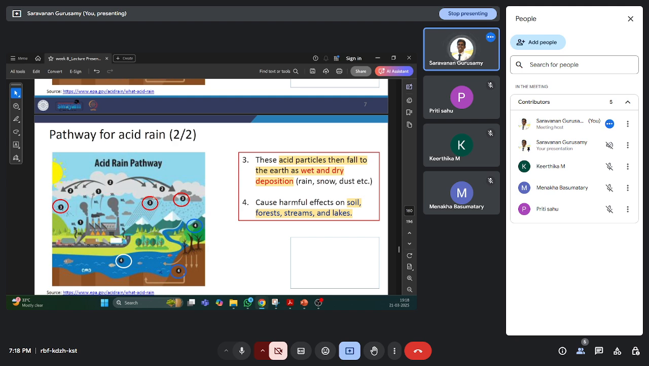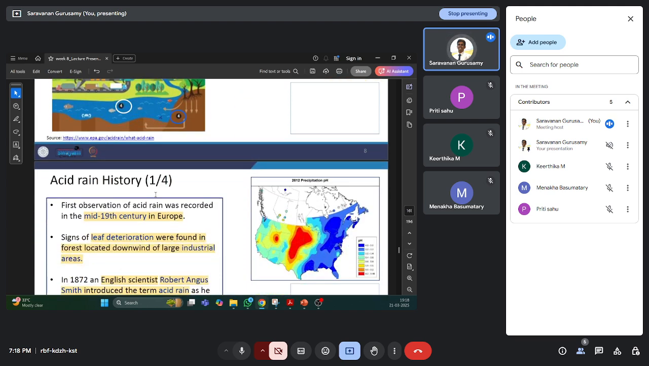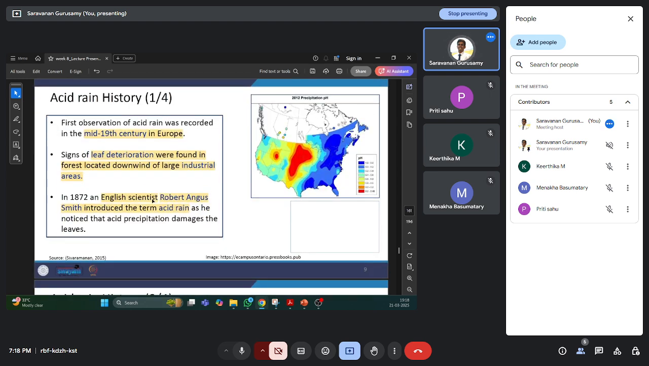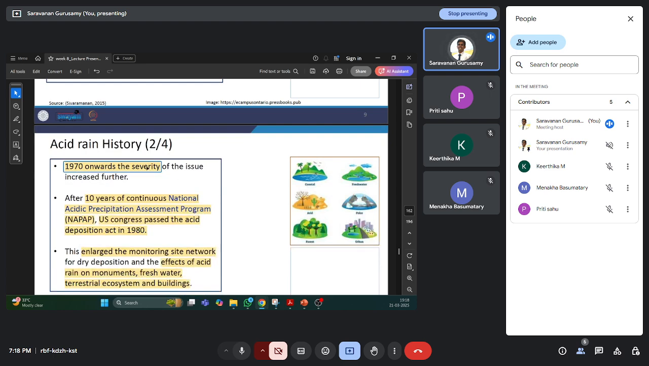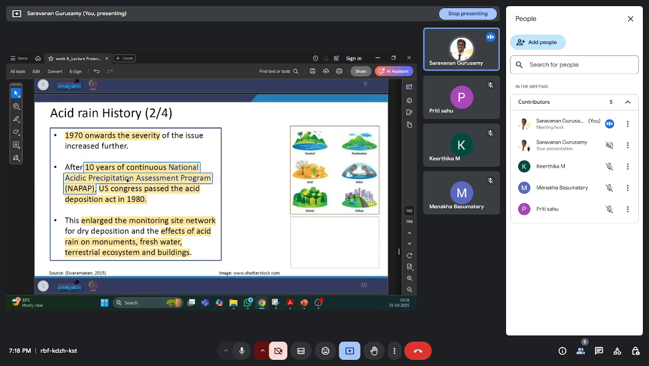As I mentioned, a 1.1 reduction in the pH may have a huge impact on the aquatic ecosystem and also on the people living there. In the mid 19th century in Europe, they saw signs of leaf deterioration. That was the first thing they observed related to acid rain. The English scientist Robert introduced the term acid rain. And from 1970 onwards, the severity increased further.